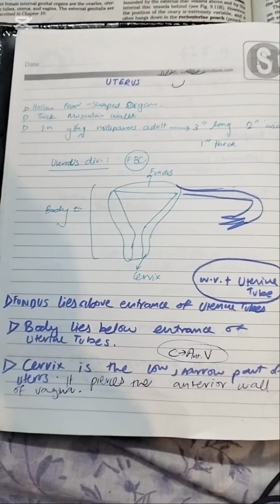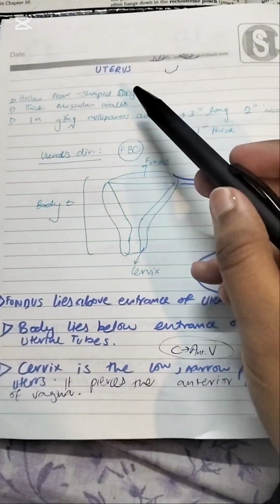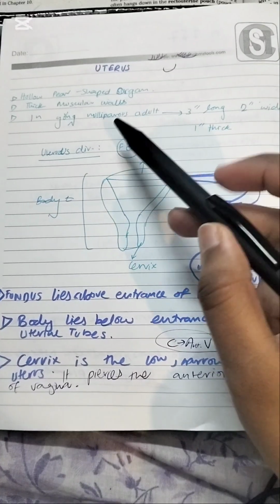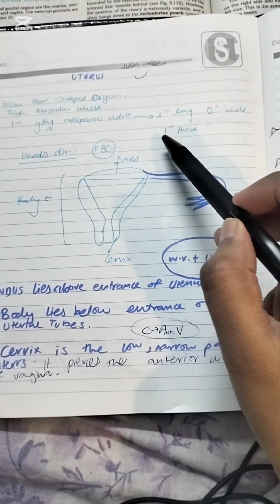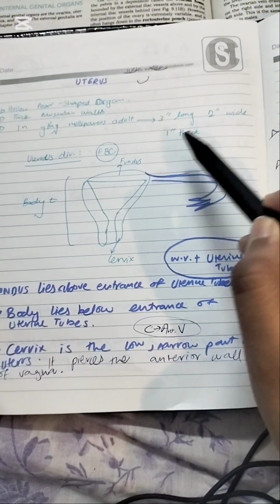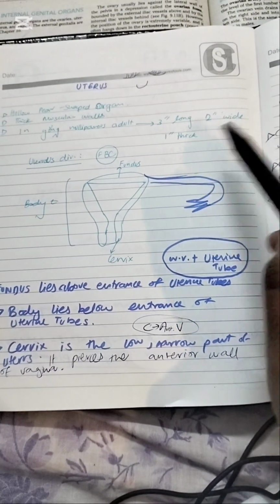Let's talk about the uterus. So the uterus is a hollow, pear-shaped organ and it has thick muscular walls. In a young nulliparous adult, who has not had babies yet, it is 3 inches long, 2 inches wide, and 1 inch thick. So, 3-2-1 rule.